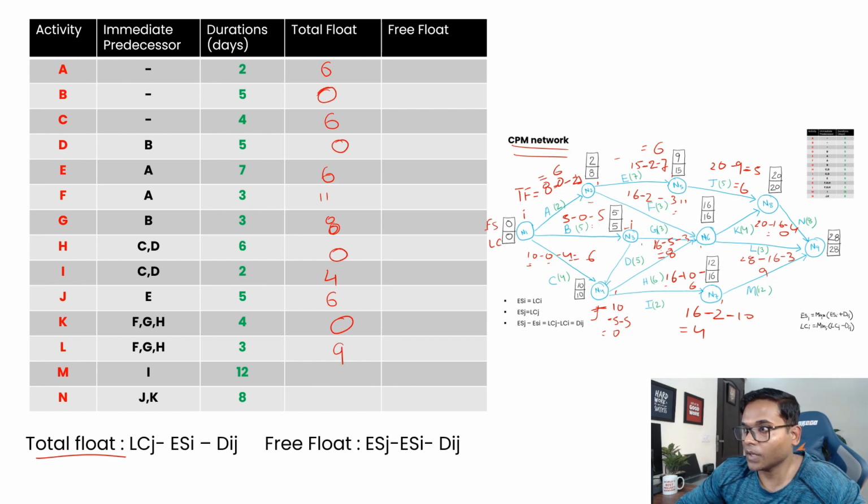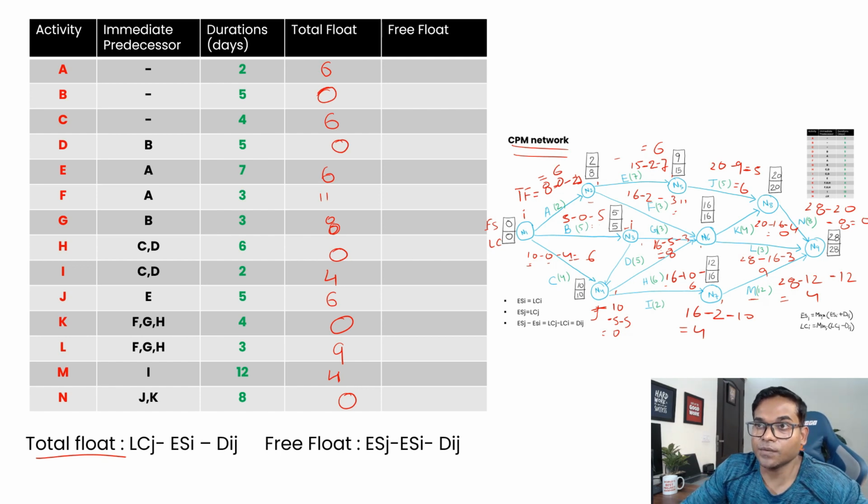Okay, then let's go to M, where we have, where's M? M is here. Now for M again, 28 minus 12 minus, remember 12 is from here, duration is 12, so that is 4. Now where is N? Here is N, right? So 28 minus 20 minus 8, that is equal to 0. So this is a 0. So this is your total float, right?